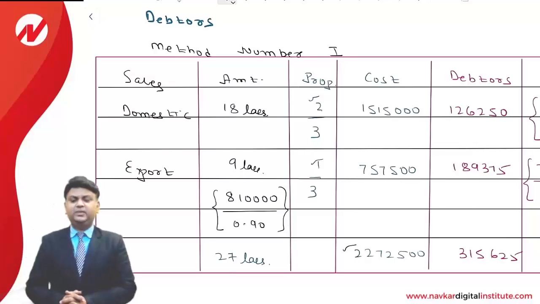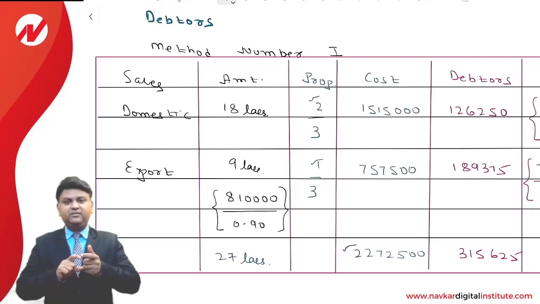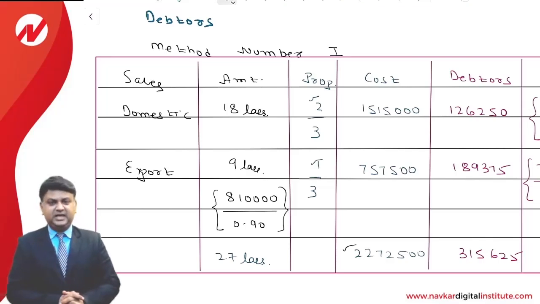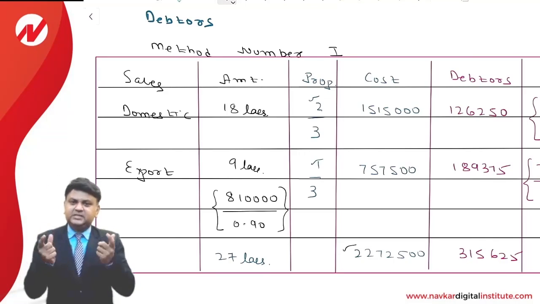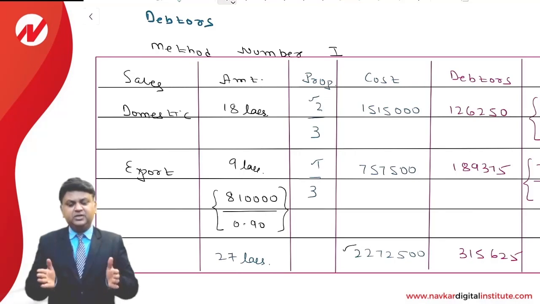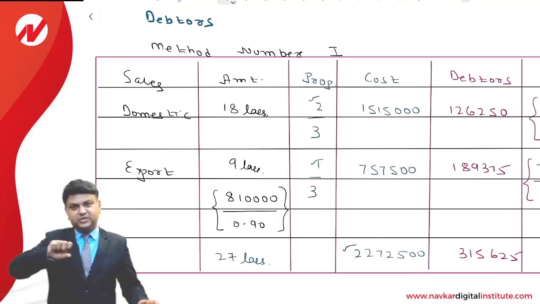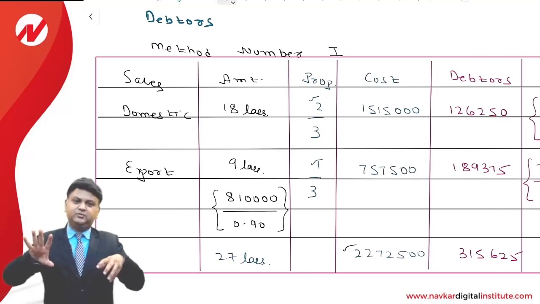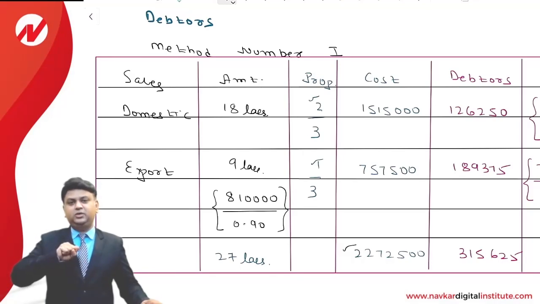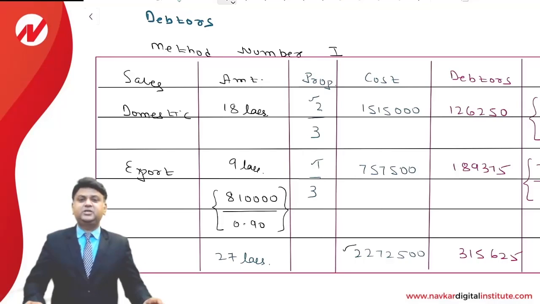Importantly, the question is providing the information that we sell goods at 10% lower than the domestic price. So in equivalent terms, it is 18 lakhs and 9 lakhs. Why do we make this calculation? Basically we understand that of whatever units we produce, two-third have been sold in the domestic market, and one-third have been exported.